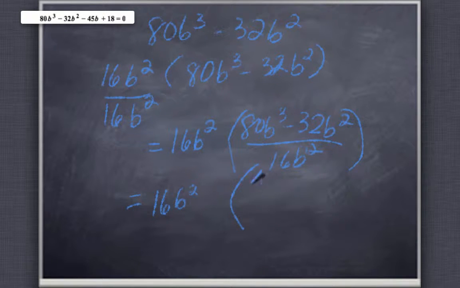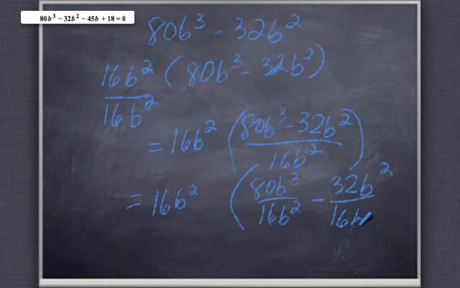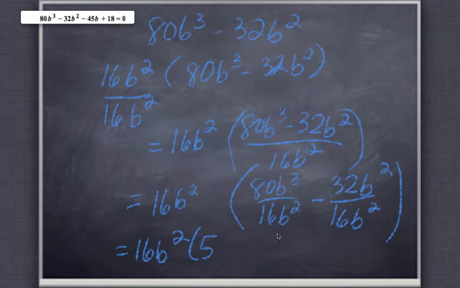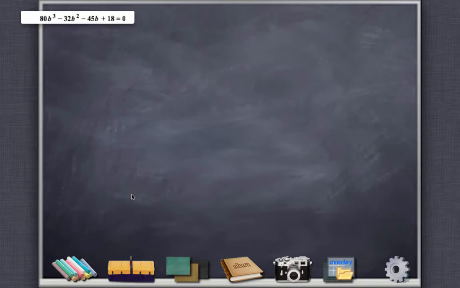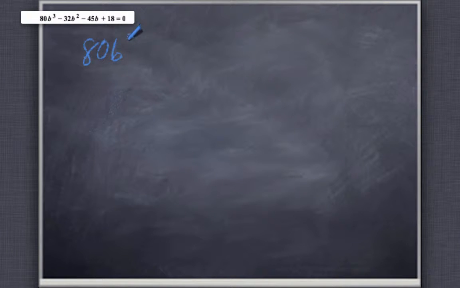Then I'm just going to separate this fraction. 80 over 16 is 5. b cubed over b squared is b. 32 over 16 is 2. b squared over b squared is 1. So now that's factored out. So now I'm going to do this grouping. So 80b cubed, well, I guess I don't need to rewrite it. It's sitting right there.